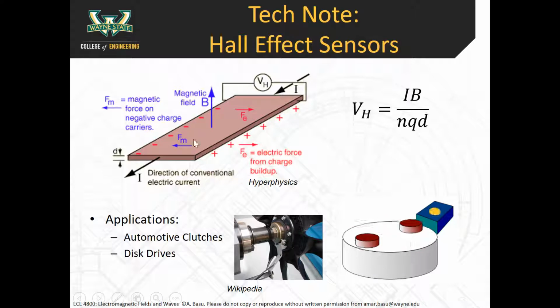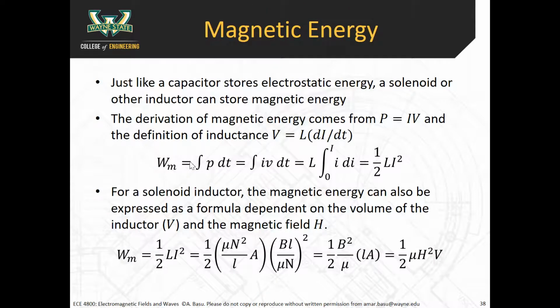So in that case, the electron will get deflected upwards, and you'll generate negative charges on the top and positive charges on the bottom. Now you can measure that. This is showing a derivation of it.